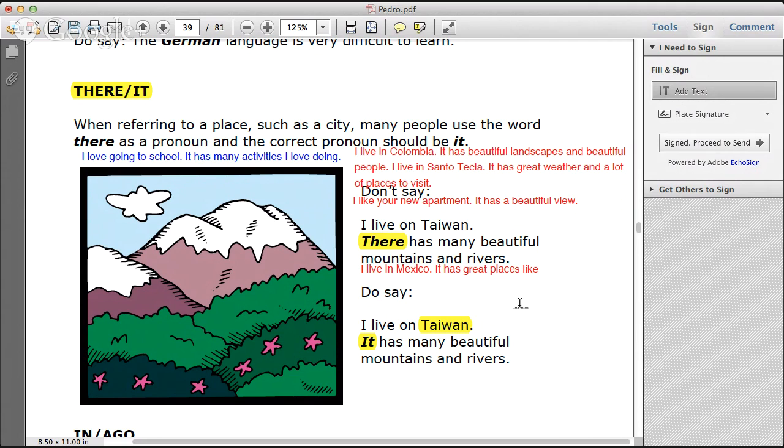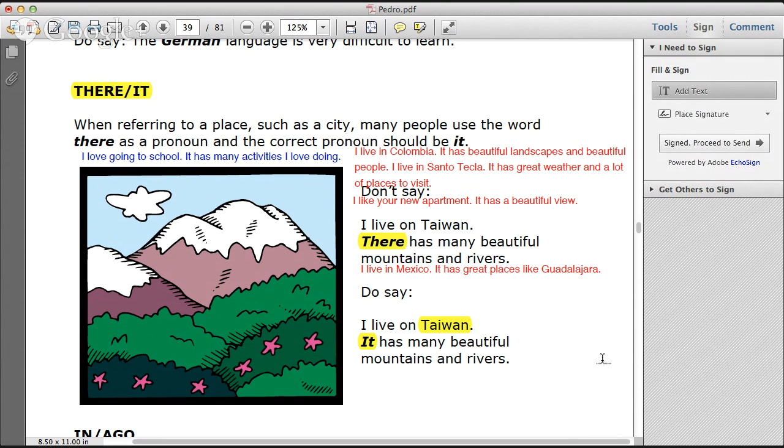Okay, so yes, it has great places like. Say the name of it again. Like Guadalajara. Okay, I can do that one. Guadalajara. Is there an E right here? Am I spelling it right? Yes, it's correct. Okay, very good. Excellent. So, I live in Mexico. It has great places.